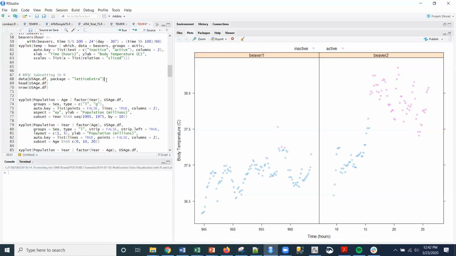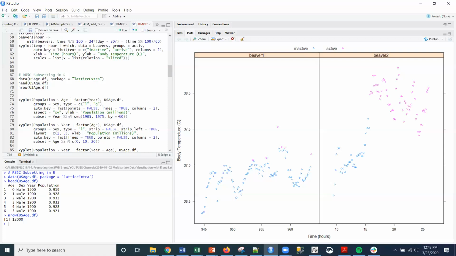So I'm going to bring in this data from the latticeExtra package, and this is what the data looks like. This is a larger data set, so it really makes sense to subset it. The first thing I'm going to do is just an XY plot, fairly standard. My groups are going to be by sex.